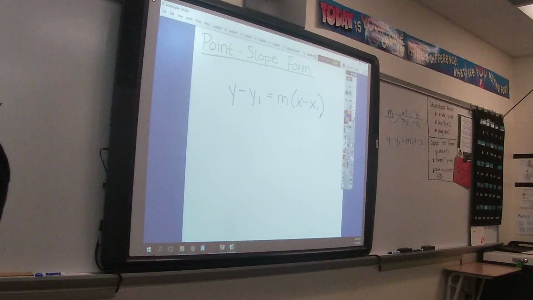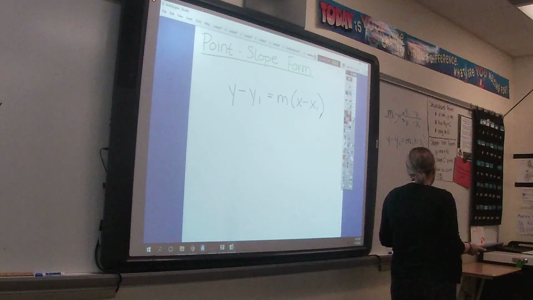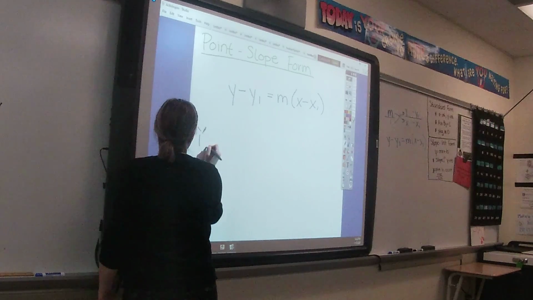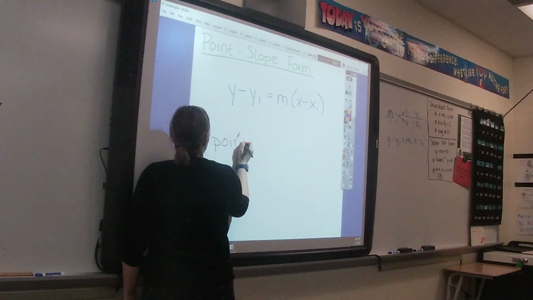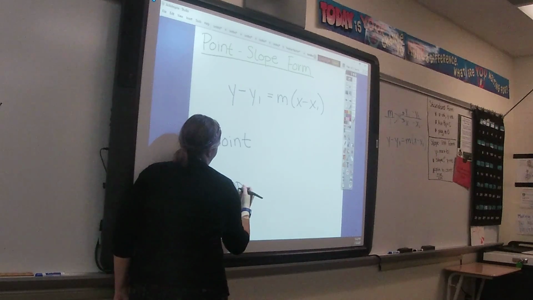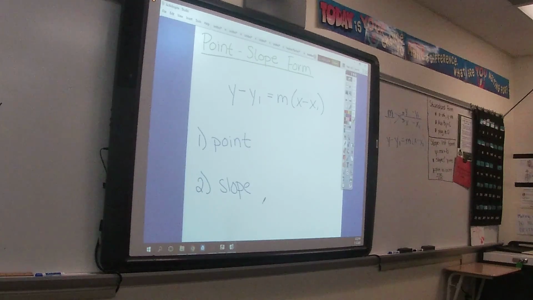Now, like slope-intercept form, point-slope form wasn't named with a whole lot of creativity. So what two things do we think we're going to be able to find from point slope form? Point and slope. A point and a slope.